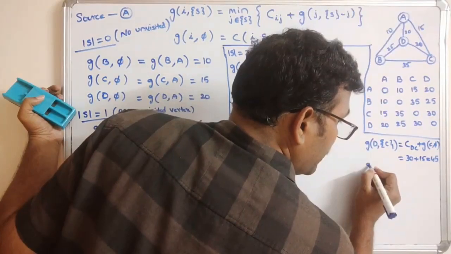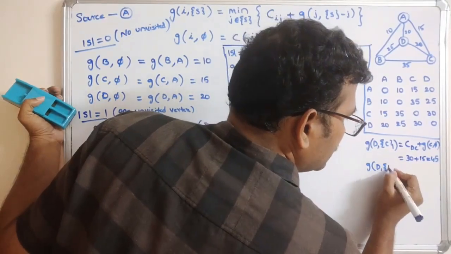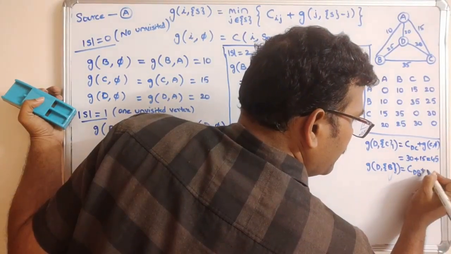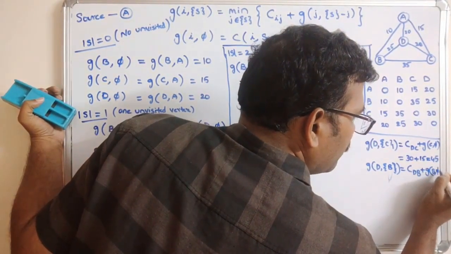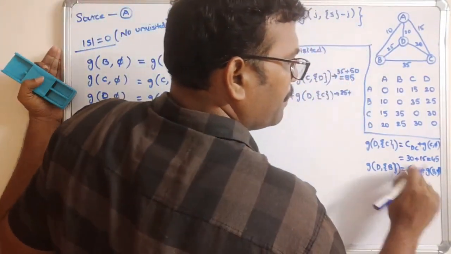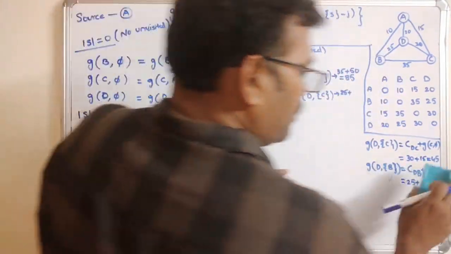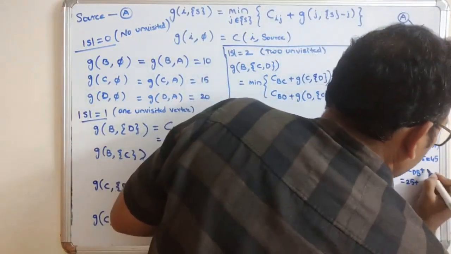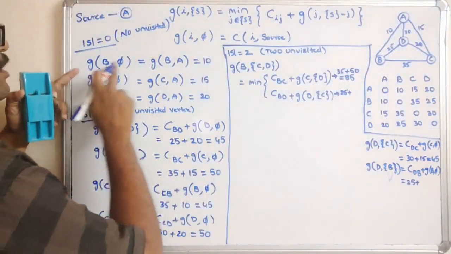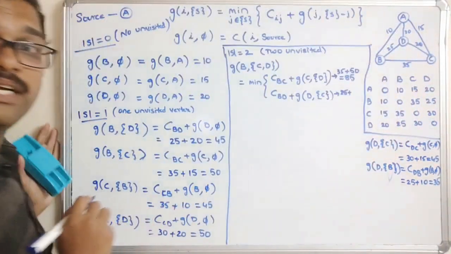There is one more possibility. From D there can be a chance of an edge to B. So this is one more chance, right? So cost of DB, that means the cost of DB plus G of B comma phi, similar to this one, right? So what is the cost here? DB, D to B 25 plus G of B comma phi. G of B phi is 10, which is 35.